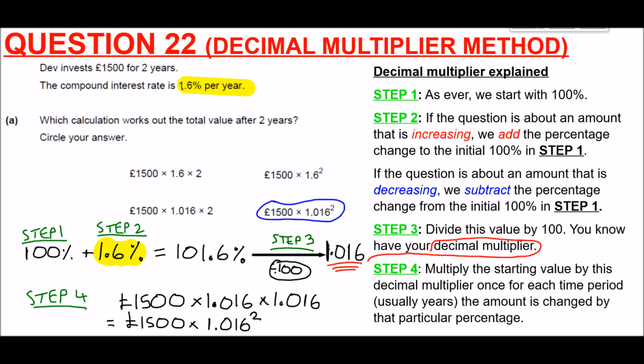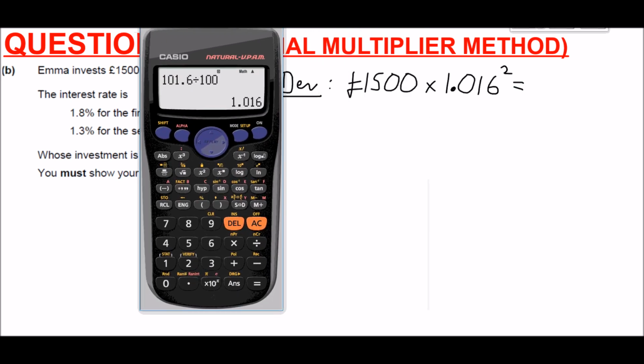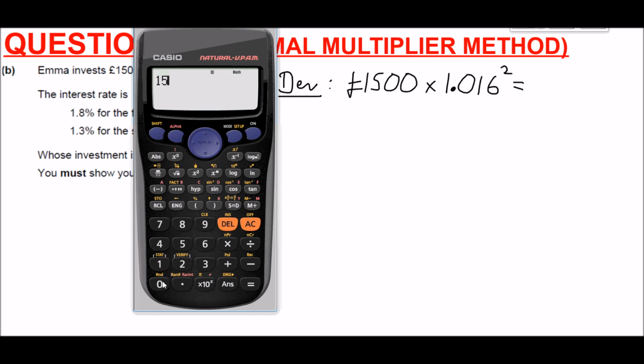So what we can do for part B is actually work out Dev's investment. And so Dev's investment we need to compare with Emma's. So going back to part A, his investment total can be found by doing 1,500 multiplied by 1.016 to the power 2. That's what we did in part A. And so Dev's total investment squared to the nearest penny will be £1,548.38.